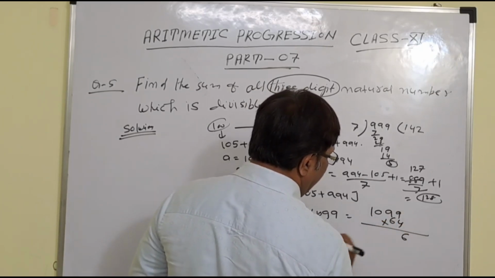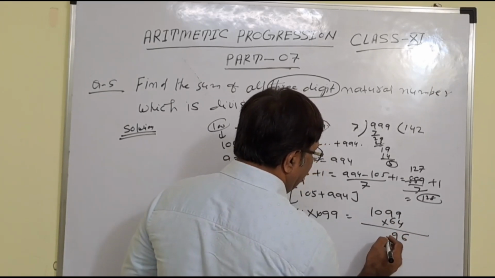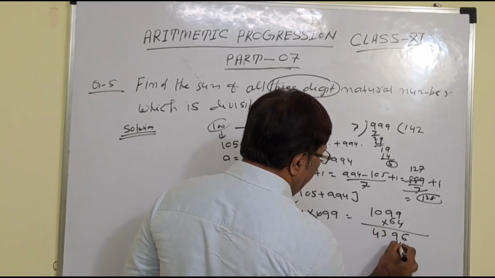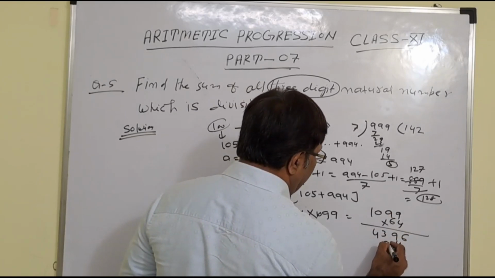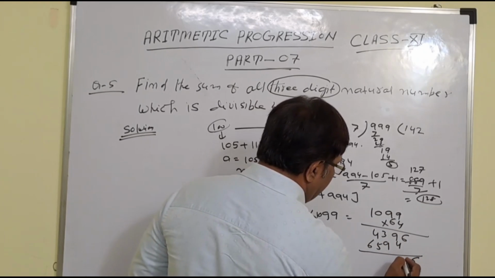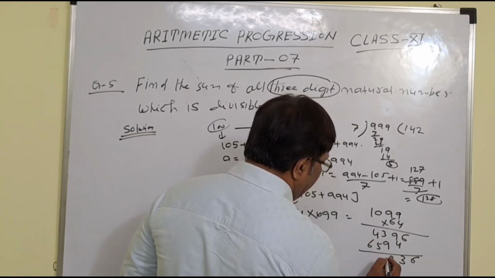So 4 9s are 36. 4 9s are 36, 3 39. And carry 3, this is 3 and this is 4. 6 9s are 54, carry 5. 6 9s are 54 and 5 59, carry 5. So this is 5 and this is 6. So 6, 9, 4 13, 9 3 12, 13, 5 4 9 10 and this.